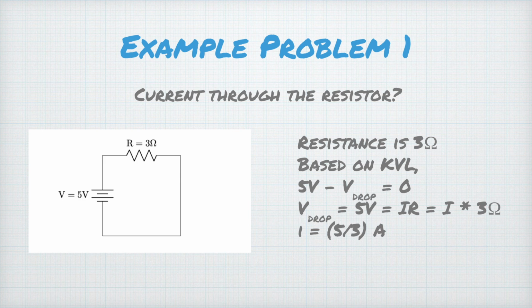So this problem is really similar to the concept we just went over. We have 5 volts total and a resistor of 3 ohms. 5 volts minus the voltage drop of the resistor equals 0. Therefore, the voltage drop of the resistor equals 5 volts, and we have I times R equals 5. If we do some quick division, we see that the current is 5/3 amps.